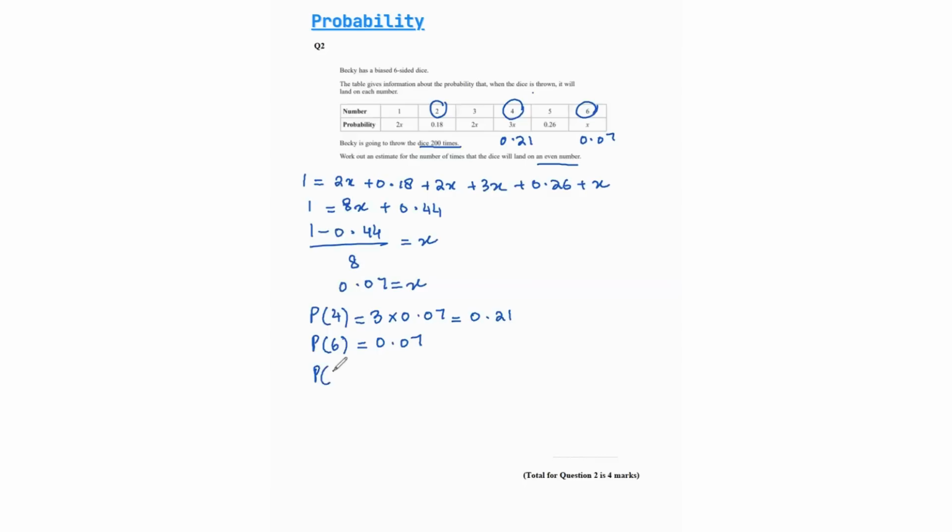So probability of even number is going to be 0.18 plus 0.21 plus 0.07 times 200. That's going to equal 92.